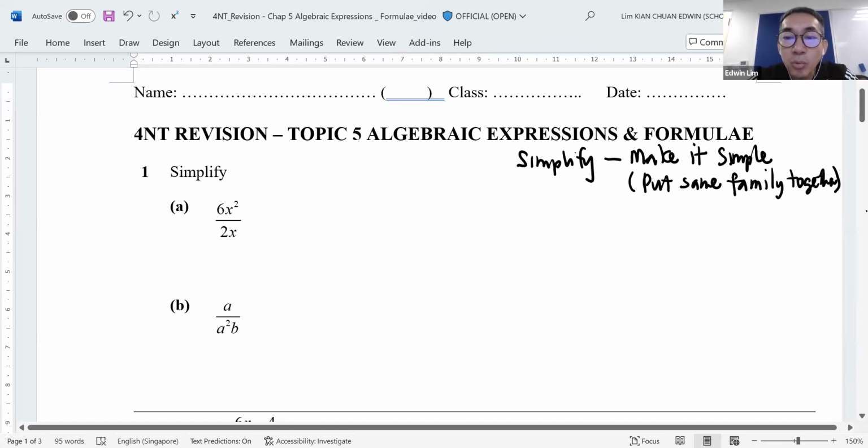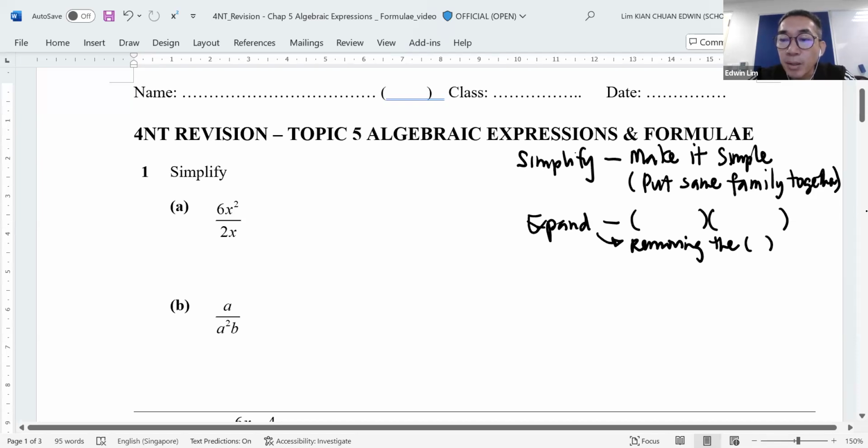The next one that you always see will be expand. Normally, you will see brackets in the question, be it one bracket or two brackets. All right, we are actually removing the brackets by multiplication.